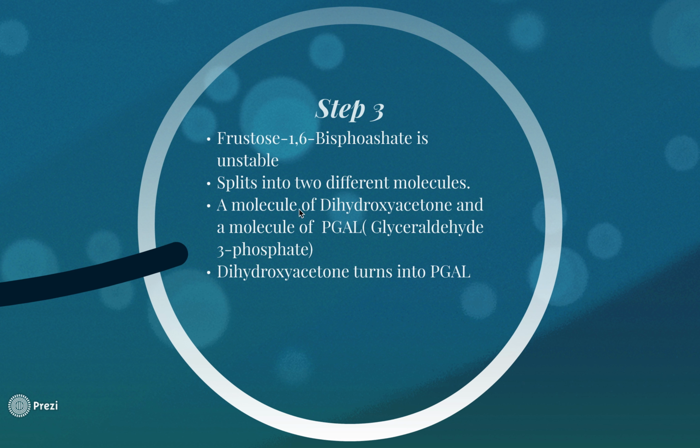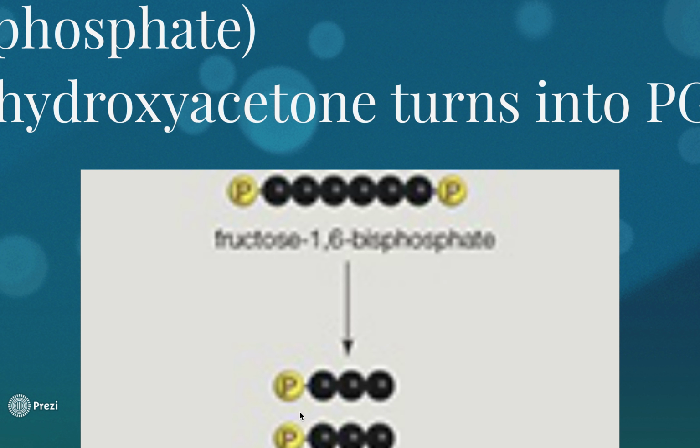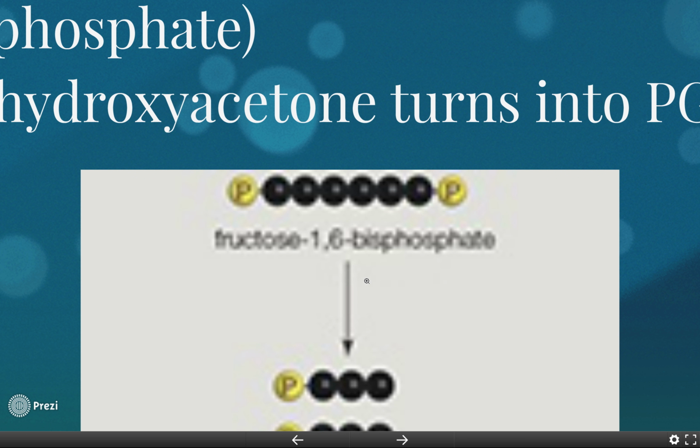It splits into a molecule of dihydroxyacetone phosphate and a molecule of glyceraldehyde 3-phosphate, or PGAL, and your dihydroxyacetone phosphate turns into PGAL too also. So you have 2 molecules of PGAL coming in. See, so you have your fructose 1,6-bisphosphate, your 2 PGALs.